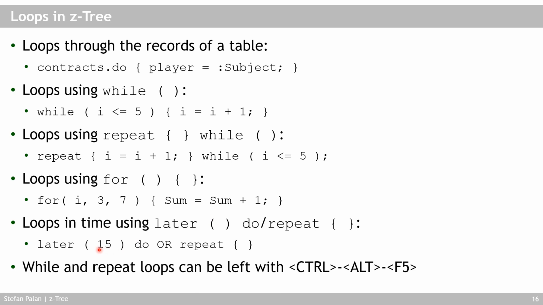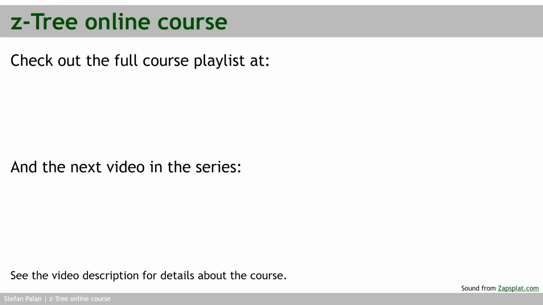So in this case, later 15 do would, after 15 seconds after set tree encounters this command, do whatever is in the curly brackets. Or if you say later 15 repeat, it would every 15 seconds do what is in the curly brackets. And finally, if you're in a while or repeat loop that doesn't end, that's an infinite loop, then you can use Control Alt F5 to break out of this loop.